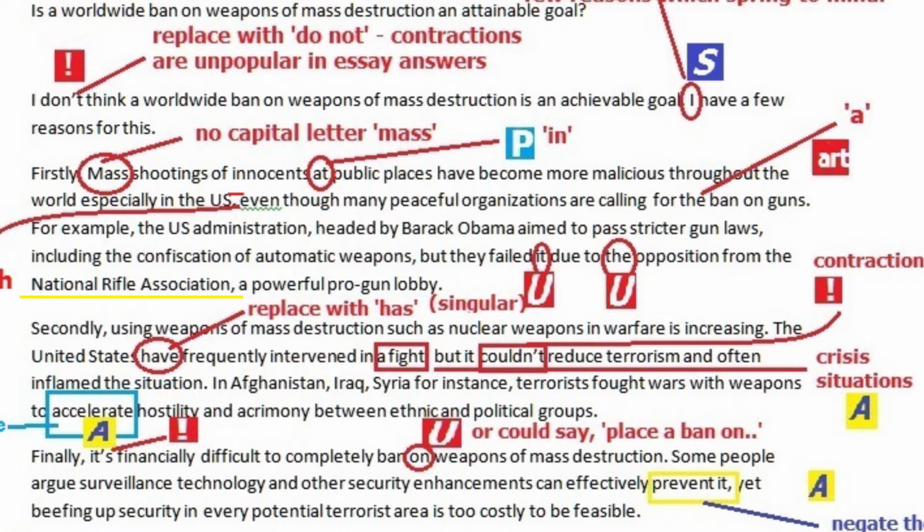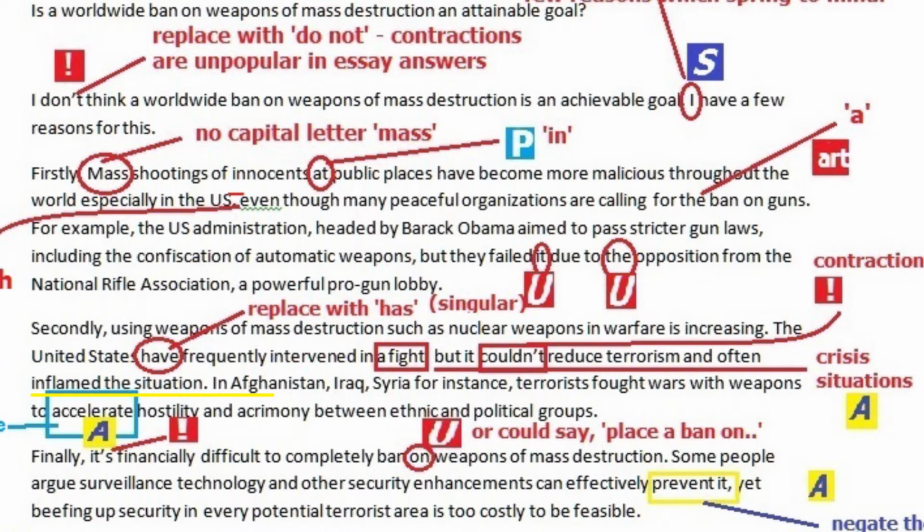Moving to the second paragraph. Secondly, using weapons of mass destruction, such as nuclear weapons in warfare, is increasing. That's fine. The United States is one country, we use has, frequently intervened in a fight, but it couldn't reduce terrorism and inflamed the situation. Okay, so we've just proposed alternatives instead of a fight.